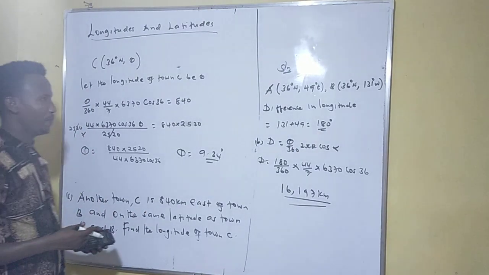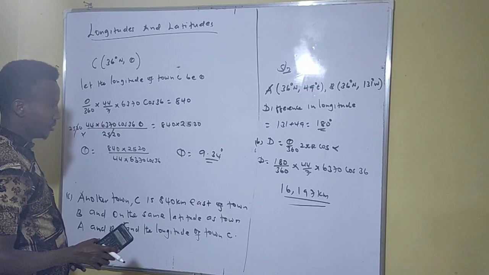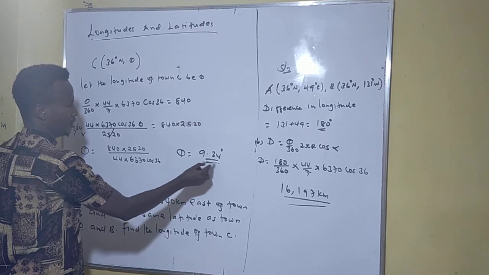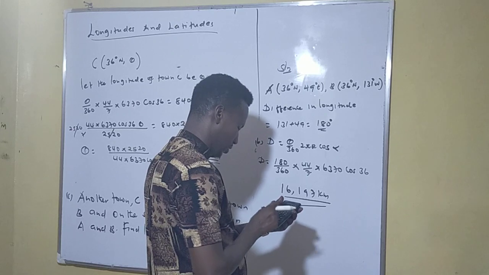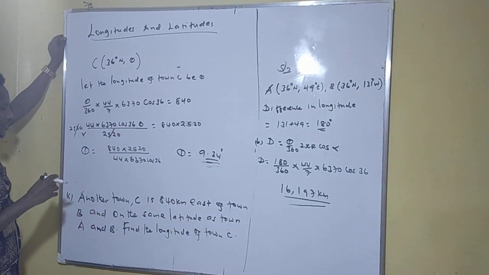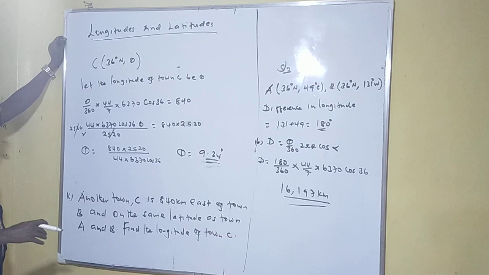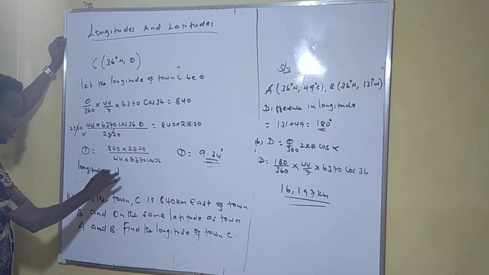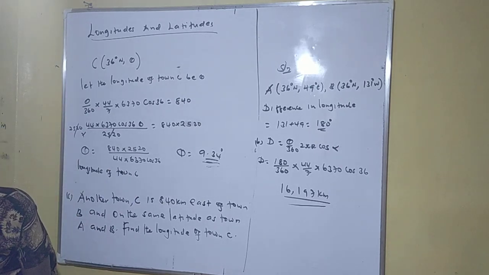You are told to find the longitude of town C. I think this is the answer. What about 131 minus our answer? They say town C is to the east of that one. So what are we going to do? Shall we subtract them? Because this town is to the east of that one. So the longitude of town C is what we want to get. Let me read once more so you understand better.